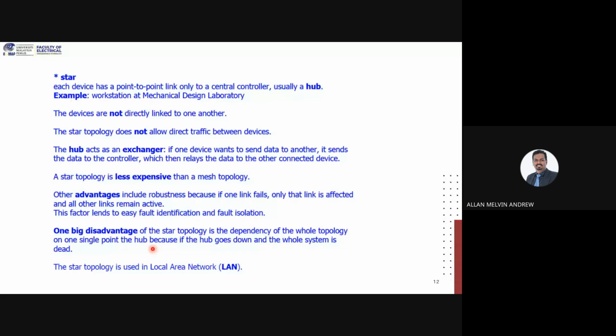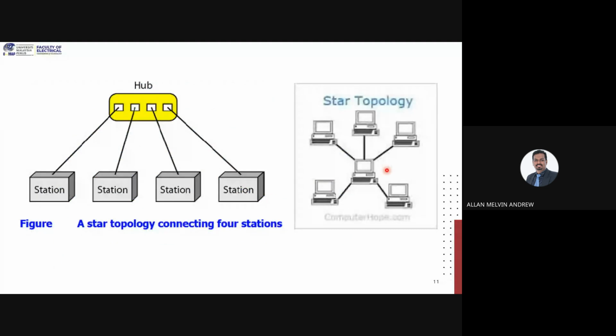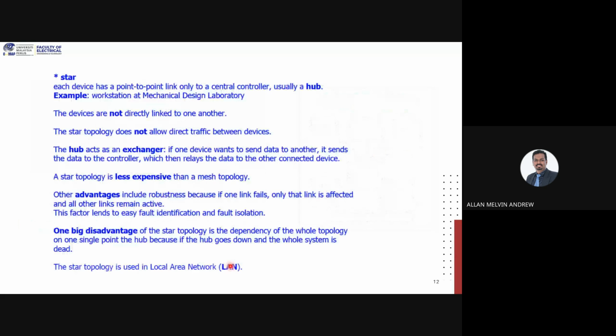One big disadvantage of the star topology is the dependency of the whole topology on one single point, the hub, because if the hub goes down, the whole system is dead. In this case, if only one of the nodes is spoiled, the other four can still be used. But if the middle one is spoiled, all the connected ones will be spoiled. So that is one big disadvantage of the system.